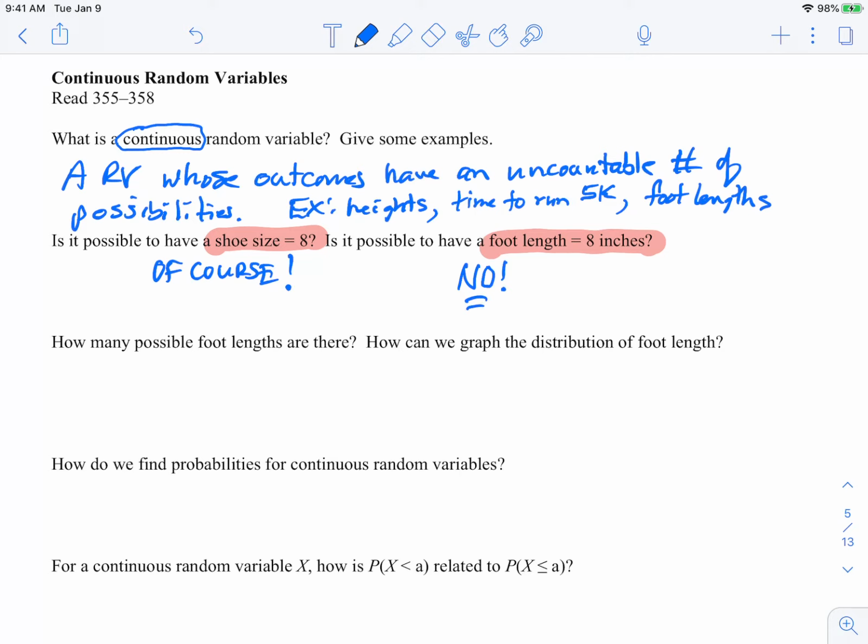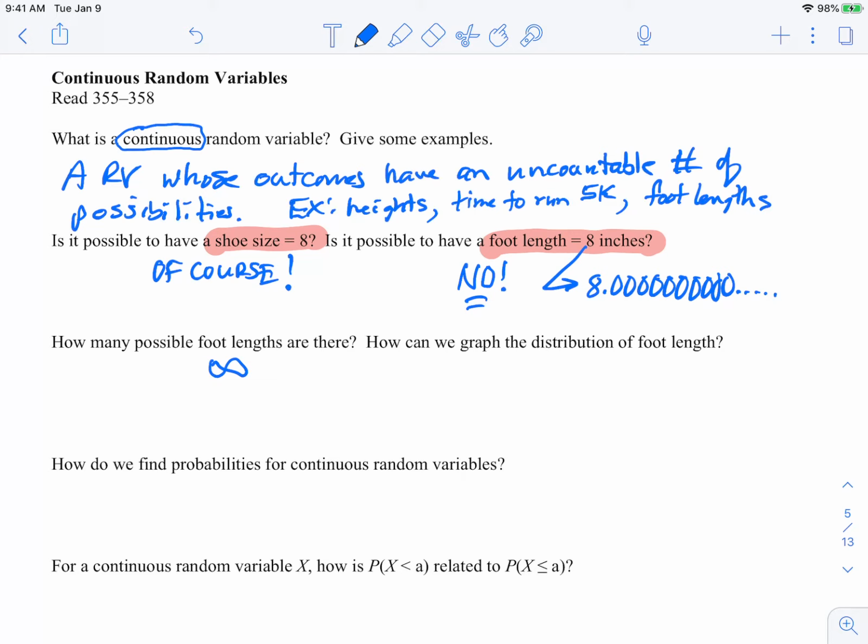It's not possible to have a foot length of 8 inches or even 12 inches or whatever, because think about that. To be 8 inches, we're talking about it has to be 8.000000000. Exactly 8 means it's not any tiny bit higher or lower, and that's really impossible. That is not possible to have a foot length that's exactly that, because you would have to have exactly 0 tenths, 0 hundredths, 0 thousandths, 0 ten thousandths, and in theory, I don't think that's really possible. So how many possible foot lengths are there? I would say there's an infinity.